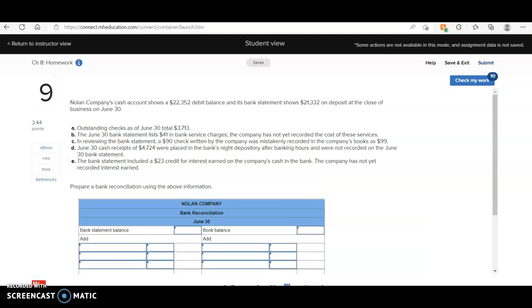This is an example of a bank statement. We are not going to do this one together because I want to do one together that also has the journal entries. So we're going to skip this one, and this will be one that you guys can go back and do as extra practice.